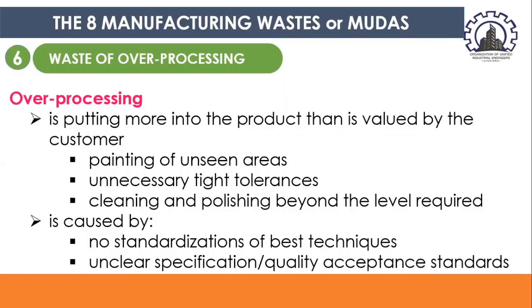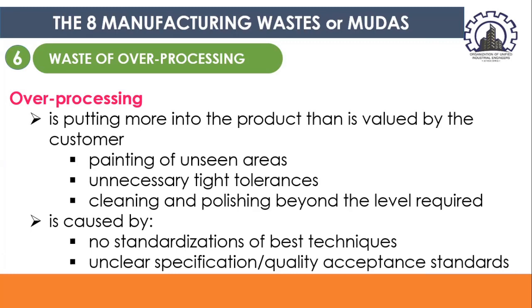And another example of manufacturing waste or muda, that would be the waste of over processing. If we say over processing, it is putting more into the product than is valued by the customer. For example, we have painting of unseen areas, unnecessary tight tolerances, or cleaning and polishing beyond the level required. And it is caused by no standardization of best techniques and unclear specification or quality acceptance standards.